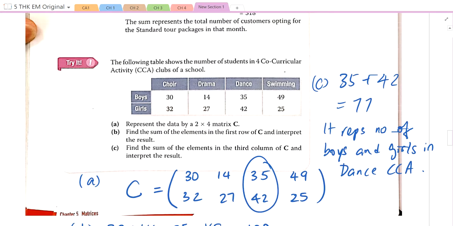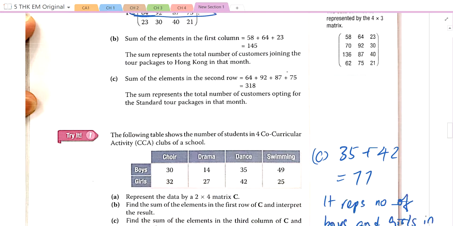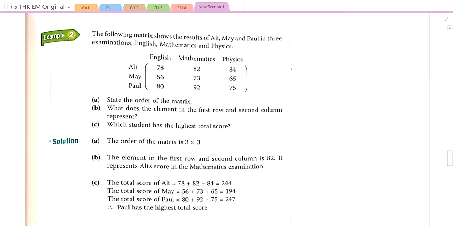You know, in Try It 1 and Example 1, they give you a table, then you come up with the matrix yourself. Now in Example 2, they give you the matrix. You can just imagine a table with borders around it, for English, mathematics and physics.